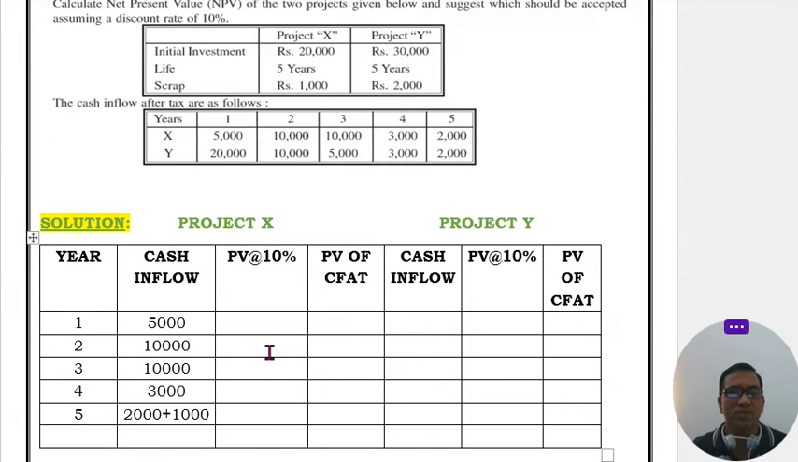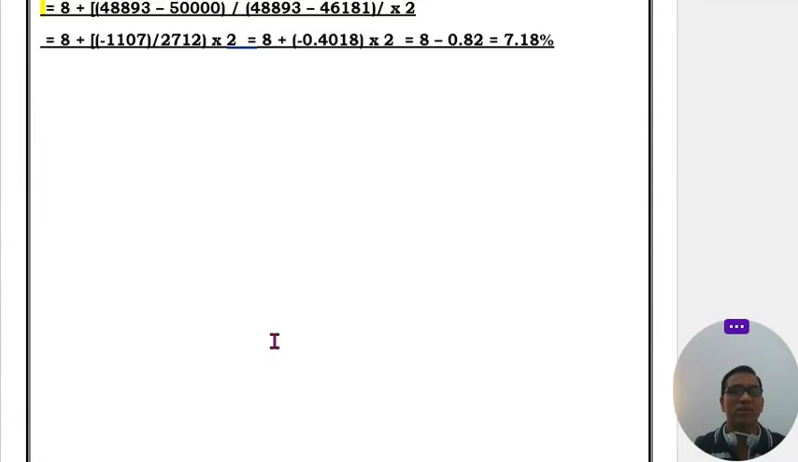That is the only point in this question. You will calculate the NPV formula for both the projects, everything is the same: PV at the rate of 10%, PV of CFAT. But the scrap value is also taken as a cash inflow. Another name for scrap value is residual value, salvage value. The amount of scrap value is considered as a cash inflow at the last year of the project life. So here I took 2,000 in the last year plus scrap value 1,000, total 3,000.